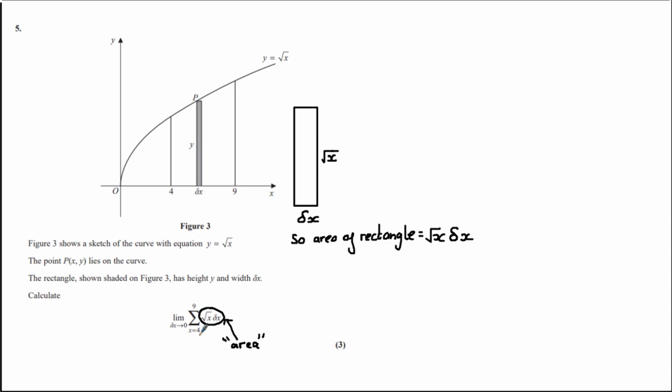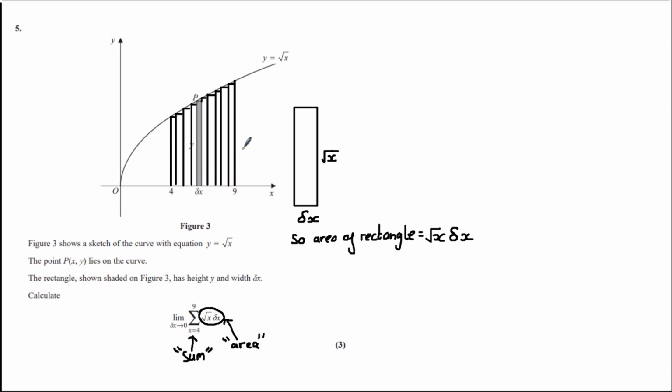Then looking here, it's asking us to take the sum from x equals 4 to 9. So we can interpret this as asking us to take the sum of rectangles from x equals 4 to 9. And if we took the sum of rectangles of the same width delta x, it would look something like this. We would be adding up the areas of all of these rectangles.